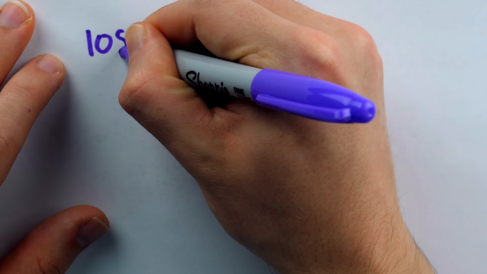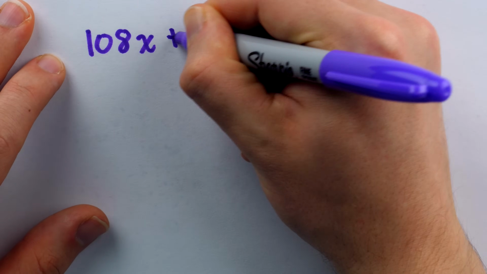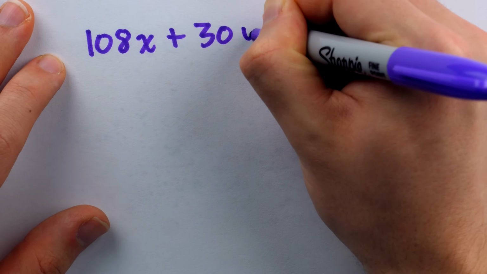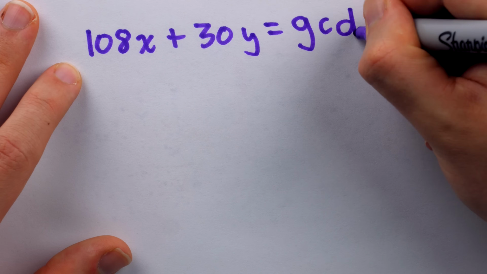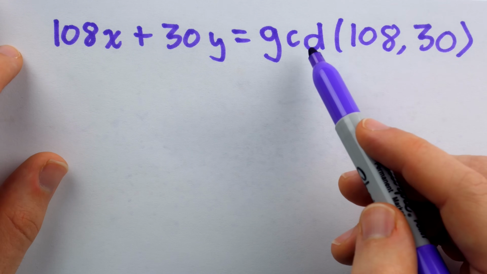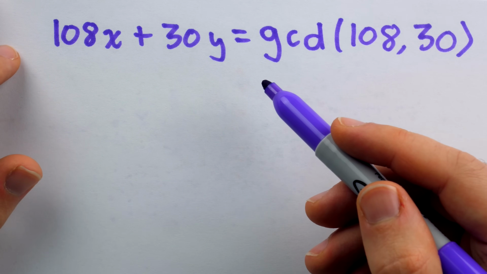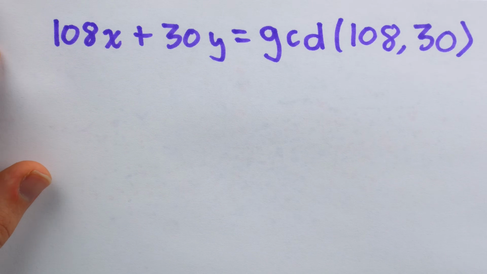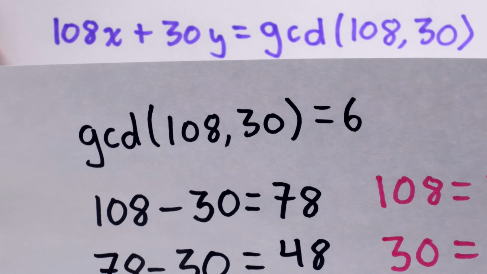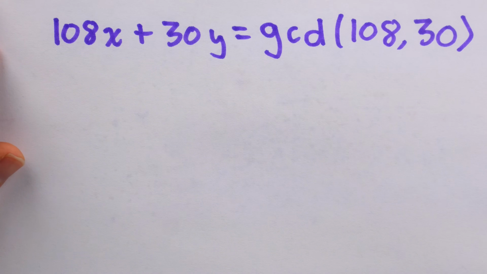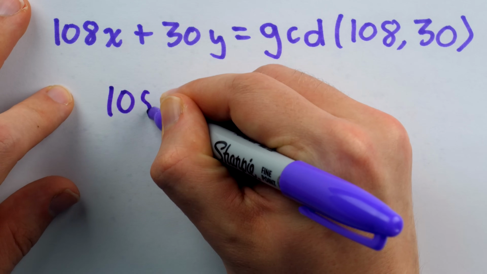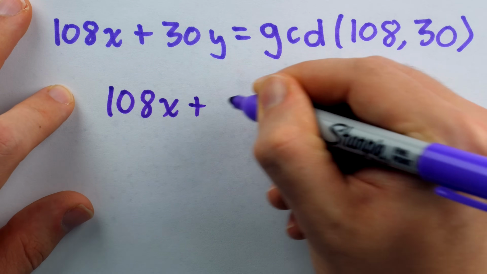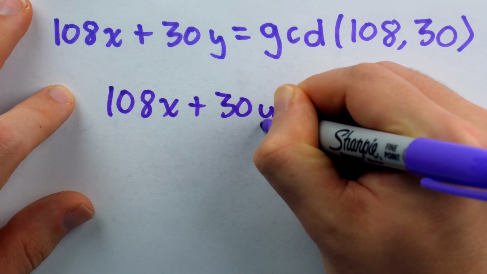Consider the equation 108x plus 30y equals the greatest common divisor of 108 and 30. Perhaps the first thing we would want to do in attempting to solve this equation is finding the greatest common divisor. Of course, these are numbers we've already seen. We know the GCD is 6, and we could use our beloved Euclidean algorithm to find it. So we have that 108x plus 30y is equal to 6.